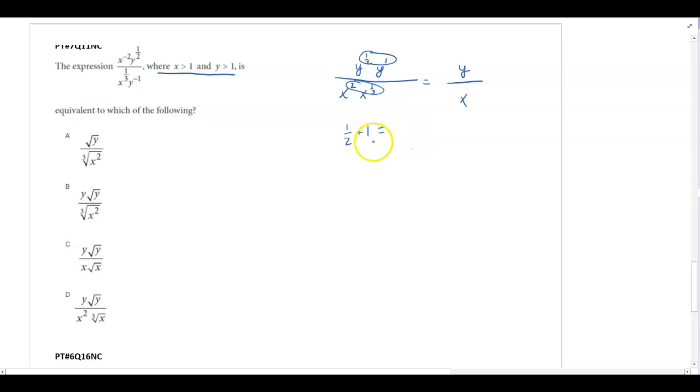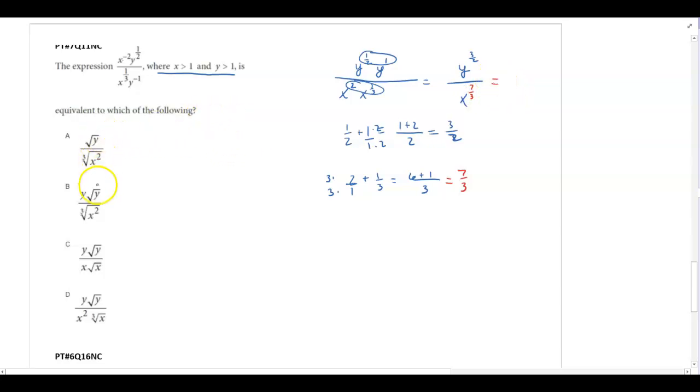So 1/2 plus 1: my common denominator is going to be 2, multiply by 2, multiply by 2. So I get 1 plus 2, which gives me 3/2. So it's y to the 3/2. Then 2 plus 1/3: put the 2 over 1, multiply by 3, multiply by 3. It gives me 6 plus 1 all over 3, which gives me 7/3. So I'm going to rewrite that as x to the 7/3.